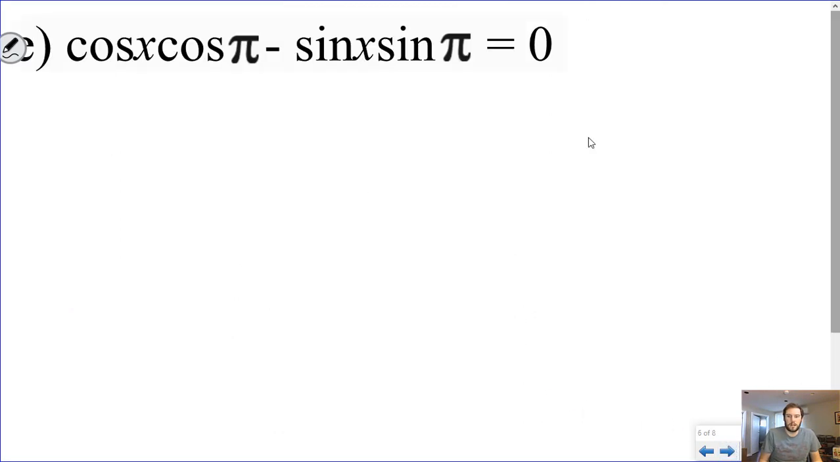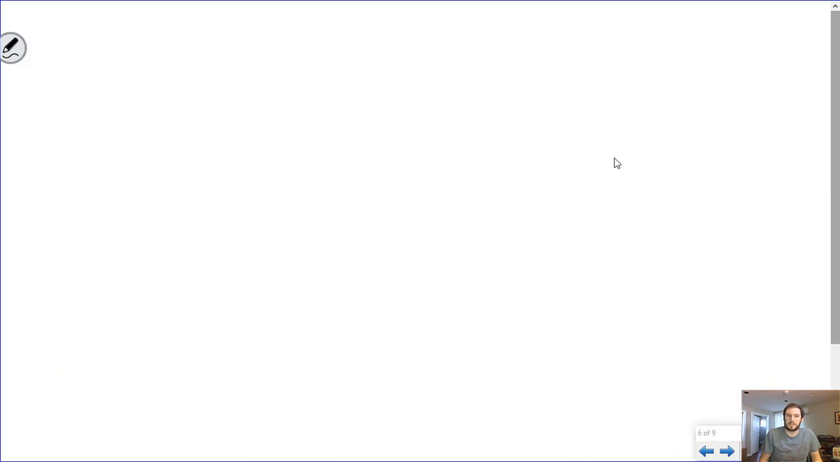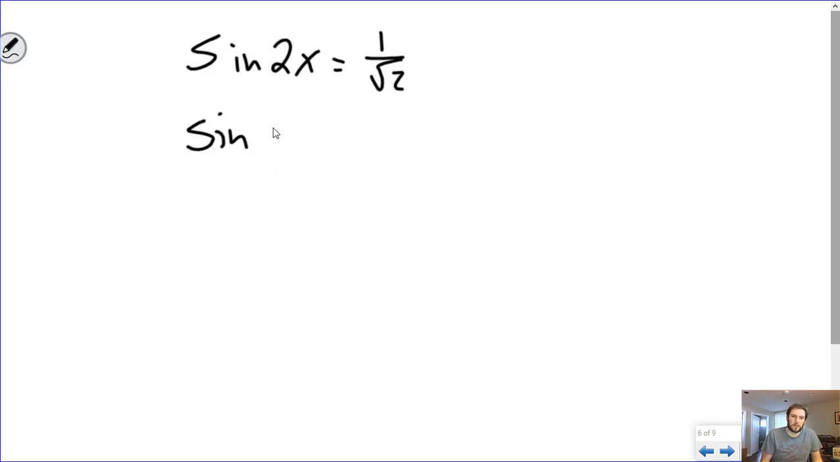Okay. So maybe before we move on to this, let's try another one of those, just so you guys can see what I'm saying. Insert blank page. There it is. So if I wanted to solve something like sine 2x, let's keep it nice and simple. Sine 2x is equal to 1 over root 2. Okay, so now what that means is if I replace 2x with some variable, we'll use a again. So sine a is equal to 1 over root 2.